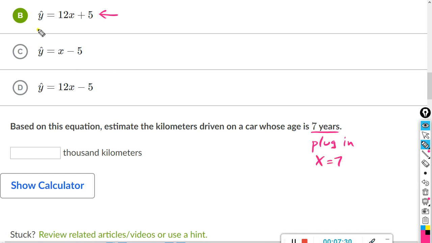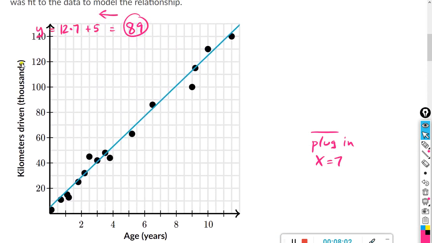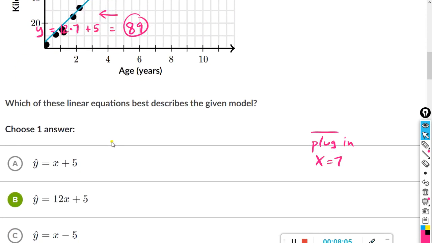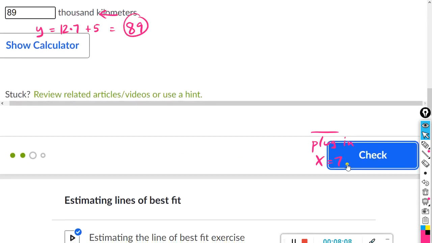So y hat is going to equal 12, and in place of x, we put 7, plus 5. You can do it on the calculator. 12 times 7, that's 84, plus 5, that's going to be 89. So that's the answer in kilometers. Now it says 89,000 kilometers. Let me just make sure the y-axis is in thousands. Okay, so we're good. 89,000 kilometers.